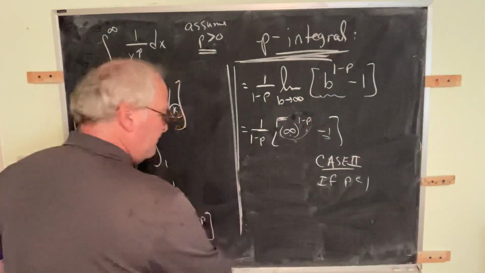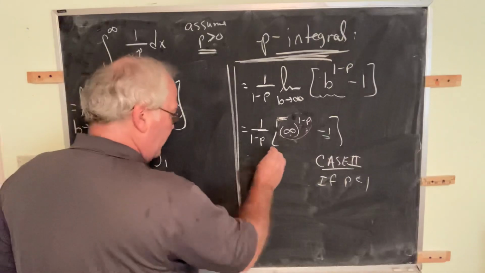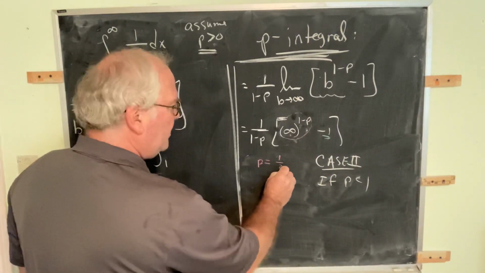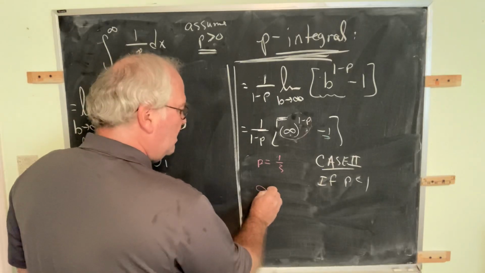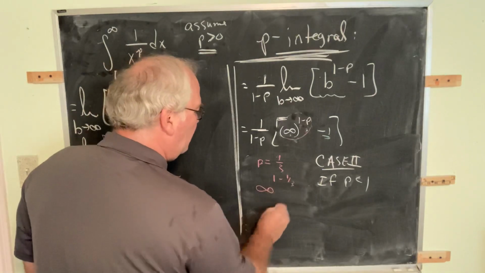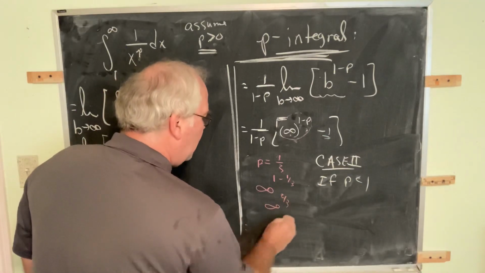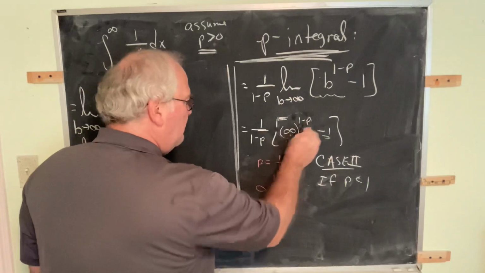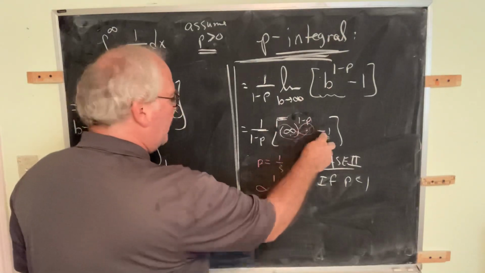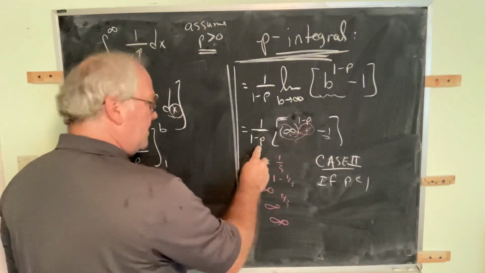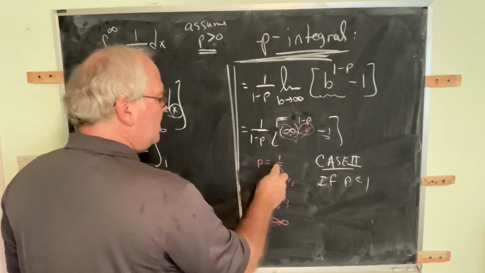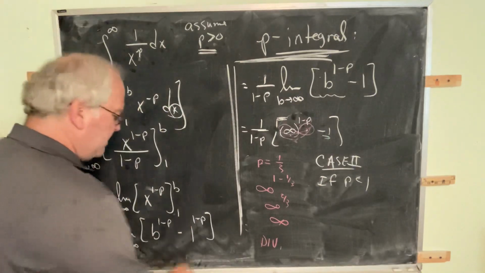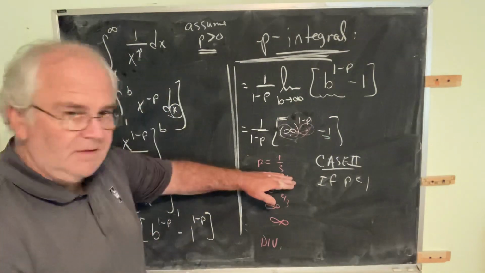And again, we're just sort of thinking unofficially here. If P is 1/3, then we have infinity raised to the 1 minus 1/3, which is infinity raised to the 2/3, which is infinity. And so if P is 1/3, this expression is infinity. Infinity minus 1 is still infinity. Infinity times I don't care is infinity. And so if P is equal to 1/3, this thing diverges. But it's not too hard to see, right?